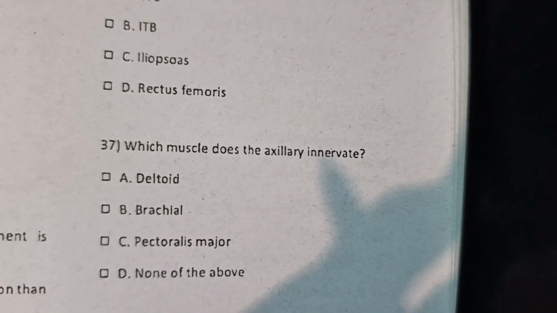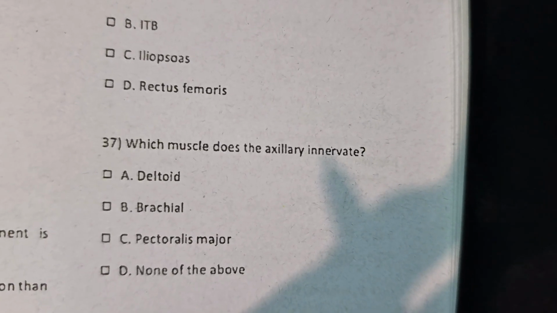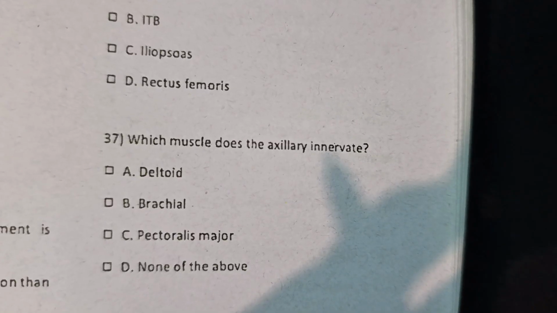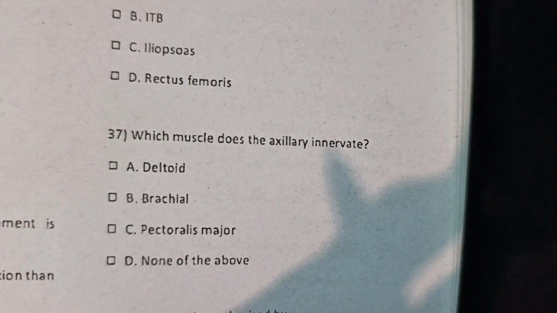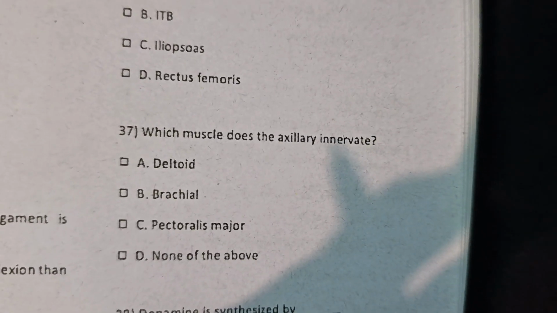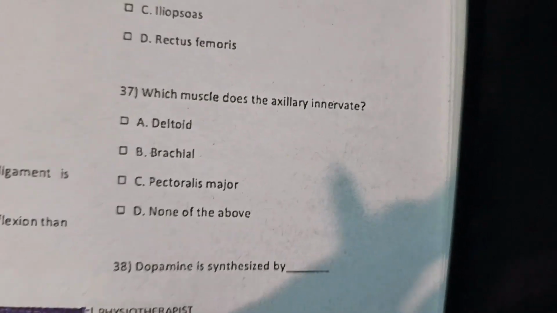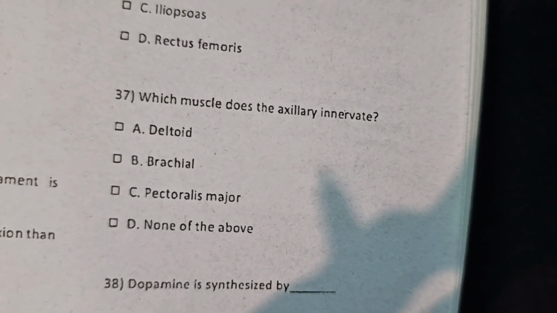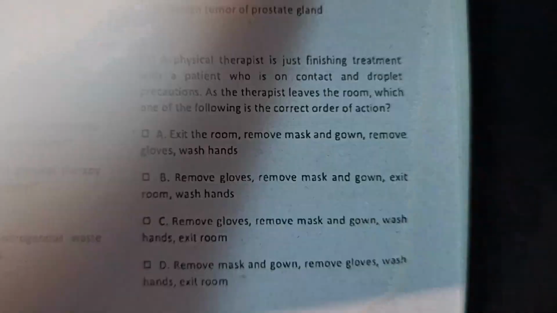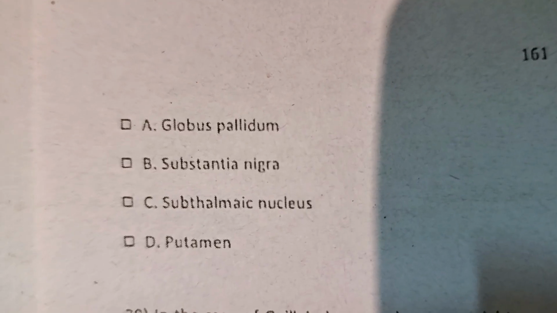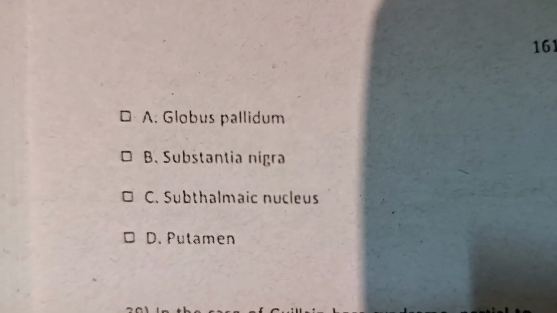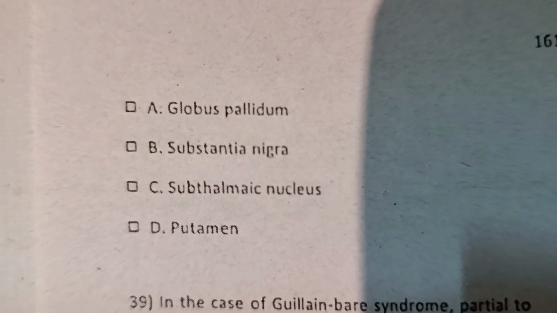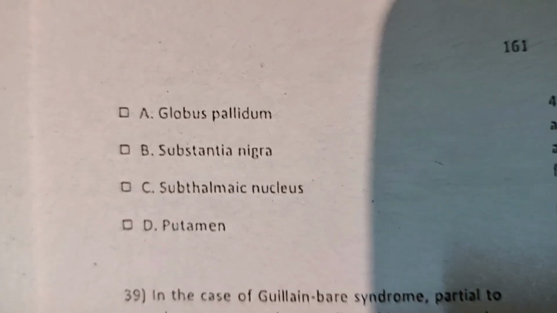MCQs number 37. Which muscle does the axillary nerve innervate? Option A deltoid, option B brachialis, option C pectoralis major, option D none of the above. And the right answer is option A deltoid. Question number 38. Dopamine is synthesized by option A globus pallidus, option B substantia nigra, option C subthalamic nucleus, option D putamen. And the right answer is option B substantia nigra.